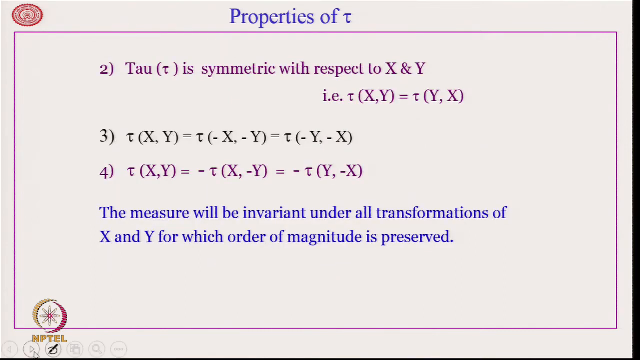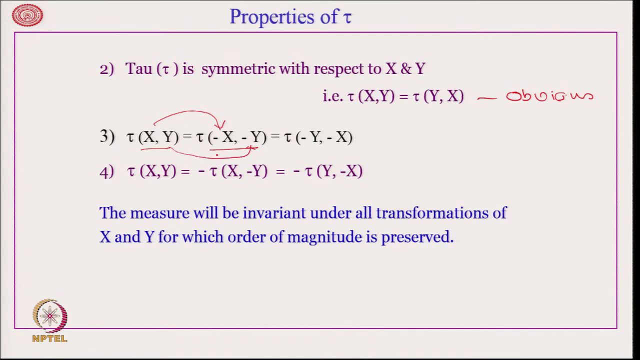Let us examine some other properties of tau. Tau is symmetric with respect to x and y, that is, tau of (x, y) is equal to tau of (y, x), which is pretty obvious. I am not going to prove anything here, you can easily convince yourself. Tau(x, y) is equal to tau(−x, −y). This is again also very obvious, because we are considering the negative values of x and negative values of y.